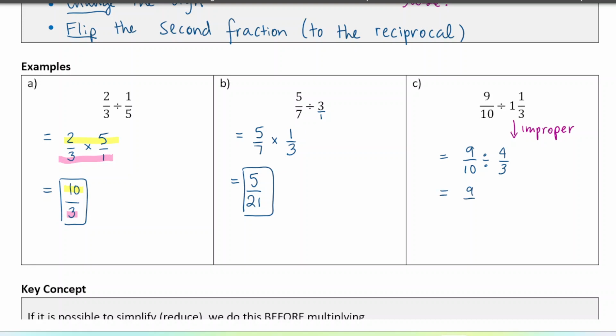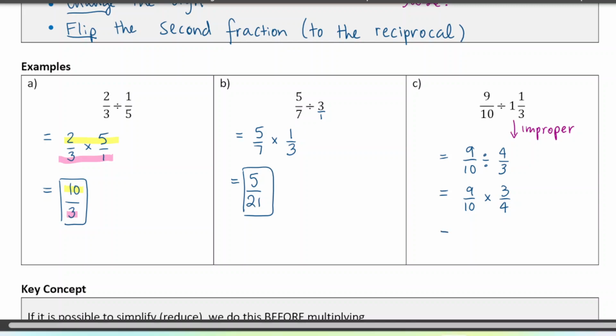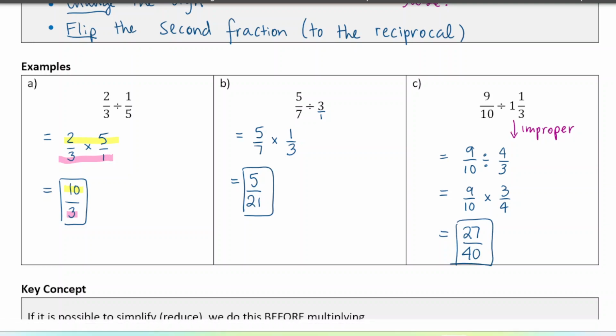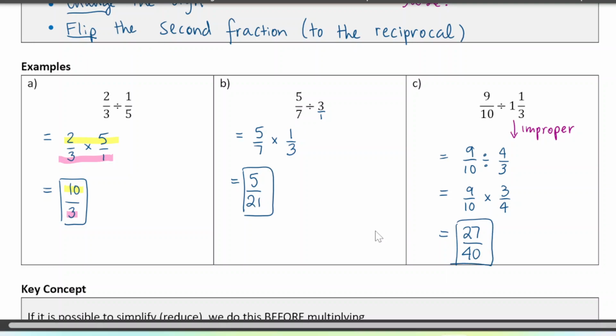So we keep our first fraction, change the sign, flip the second fraction from 4 over 3 to 3 over 4. And this time I check for any reducing. Nope, doesn't look like I can. So 9 times 3 is 27. 10 times 4 is 40. There we go. So keep, change, flip every single time.